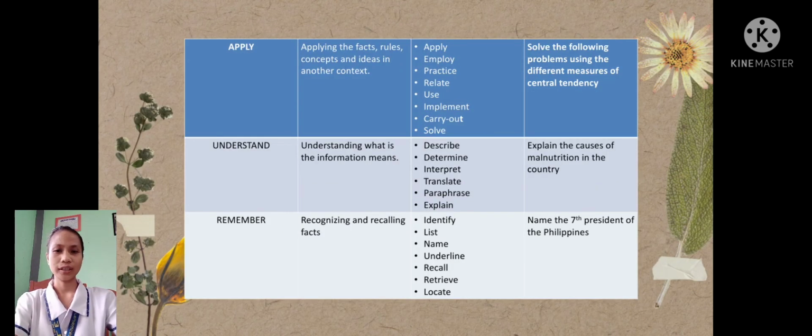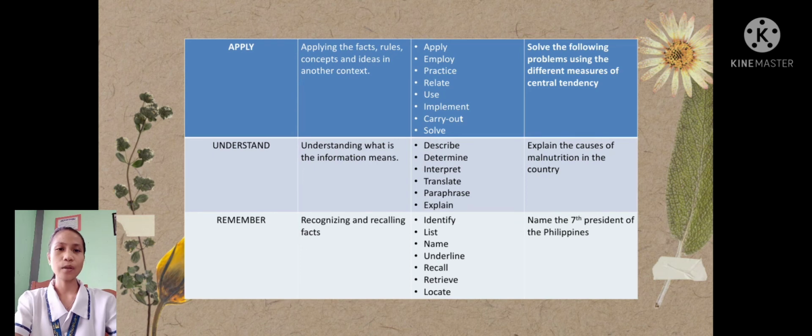The fourth level of expertise of the cognitive process is apply. It is applying the facts, rules, concepts, and ideas in another context. The cognitive process apply uses the illustrative verbs apply, employ, practice, relate, use, implement, carry out, and resolve. An example of the level of expertise apply is solve the following problem using the different measures of central tendency.